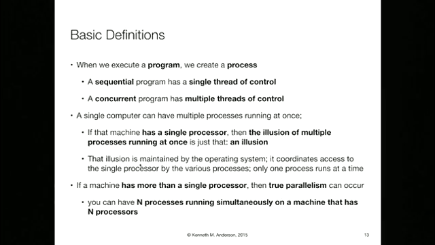So this illusion is then maintained by the operating system. The operating system has a scheduler, and it's the one that decides what runs on the processor or across the set of processors. And with a single processor, only one process is running at a time, and the scheduler is just swapping things out to make it all work. But if a machine has more than a single processor, then you go from concurrency, which is simulated parallelism, where they look like they're running at the same time but only one thing's running, to true parallelism, where you have multiple things running at the same time. So you have n processes running simultaneously on a machine that has n processors.